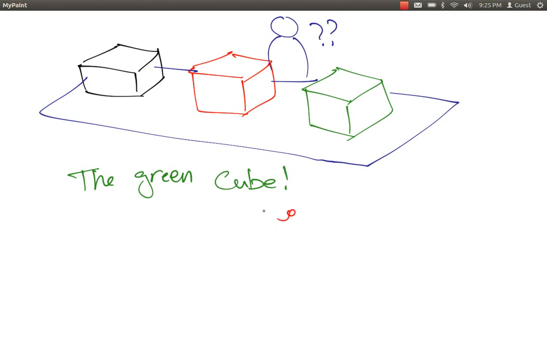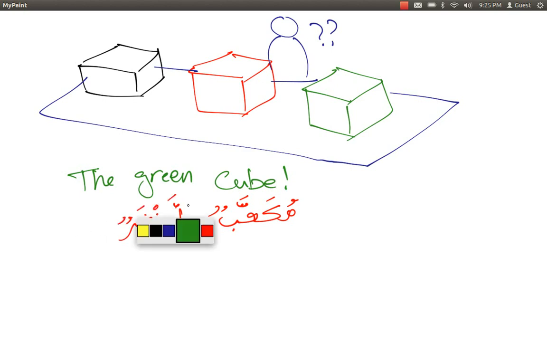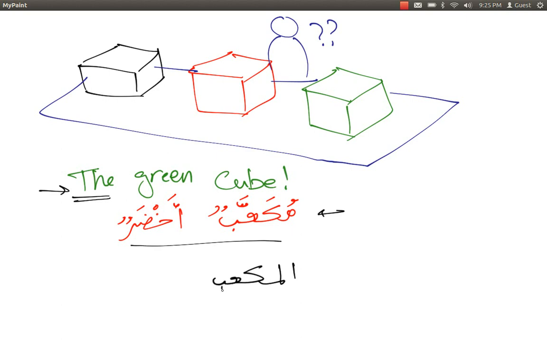We know from the previous lesson, cube is muka'abun, and green is akhdarun. To translate that, what's missing is just the "the". We said we inverse the logic of the sentence. So if you write this from left to right and then write this from right to left, you actually get the right sentence, almost. We just have to add the. So it would be al-muka'abu al-akhdaru. Okay, al-muka'abu al-akhdaru.